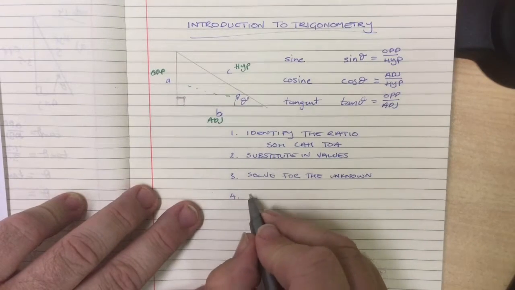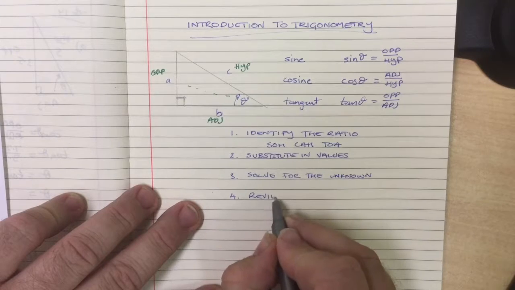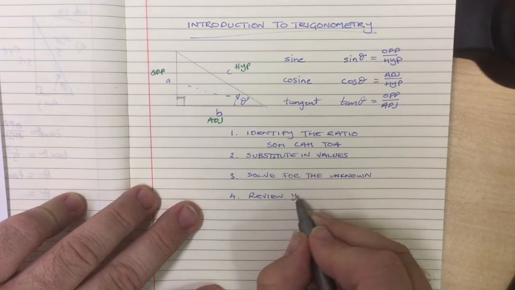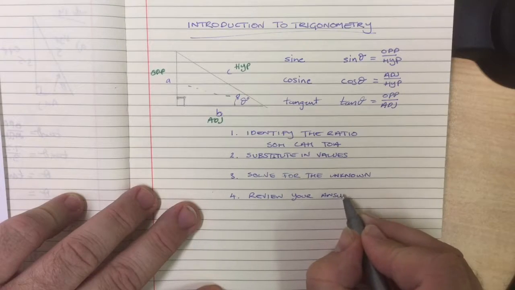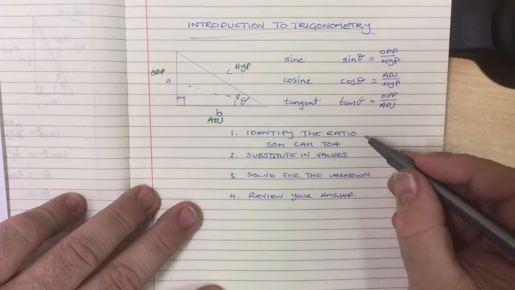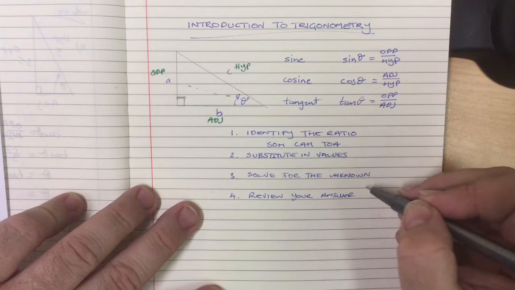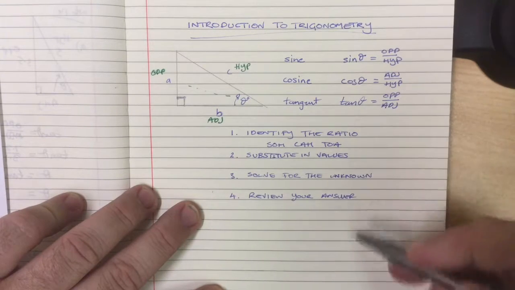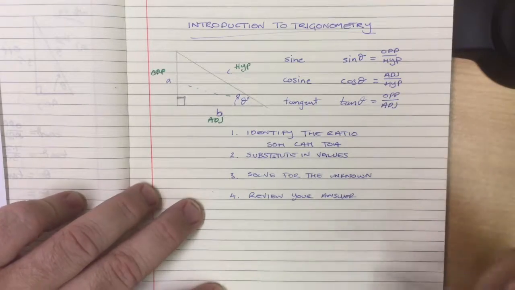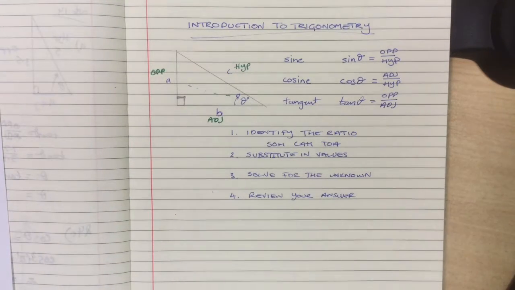And the last little thing, pretty important, is to review your answer and make sure it makes sense. Because if by any chance you've used the wrong ratio, this answer at the end here isn't going to make any sense, and it's going to be pretty obvious. Make sure you use the correct units, whether you're using degrees, radians, meters, centimeters. Work that out as we go through as well.